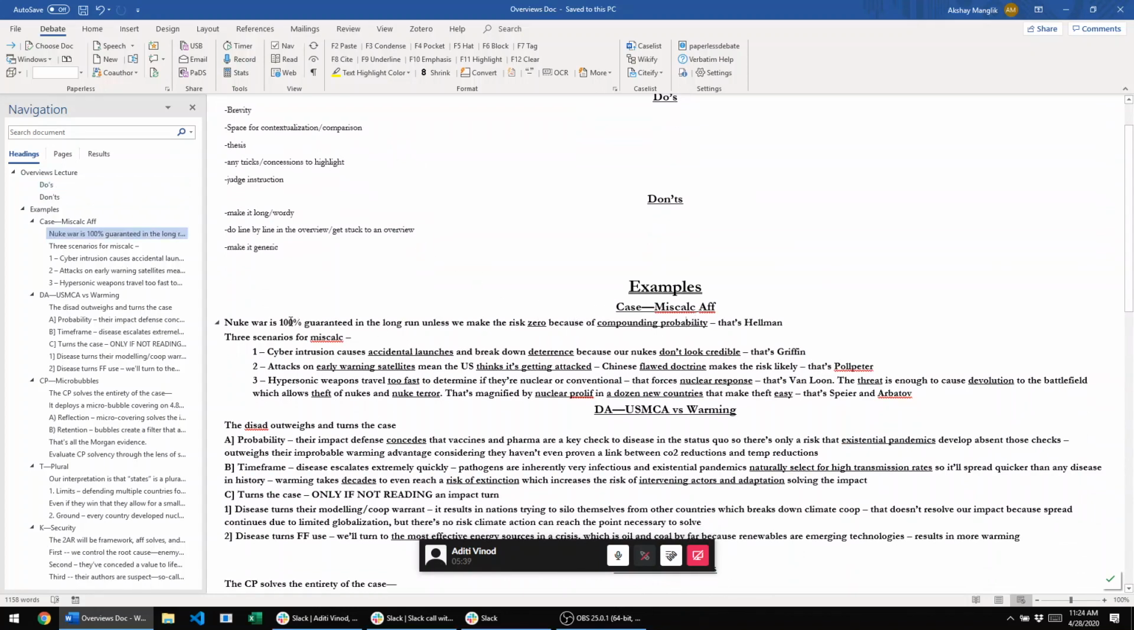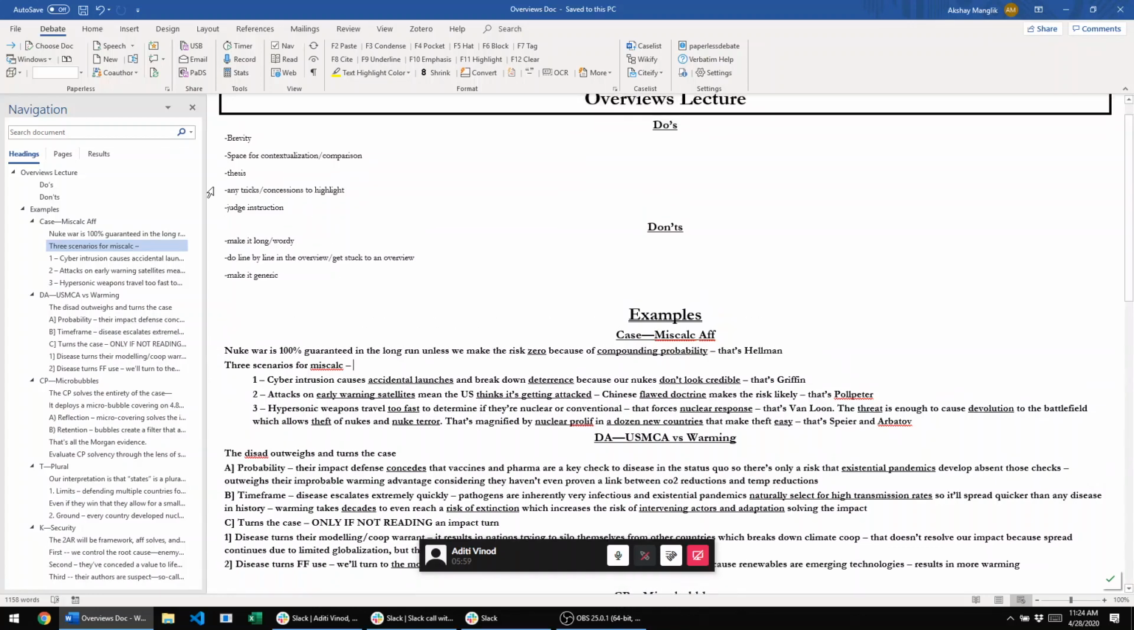here is an overview with the miscalc app that we read on the nukes topic. So there's like an impact calc trick at the top that frames that inevitability claim about why nuclear war has to be mitigated, regardless of the probability of it, because it'll compound over time. Kind of like what we mentioned about highlighting tricks at the top. Ideally, you can make it more comparative.